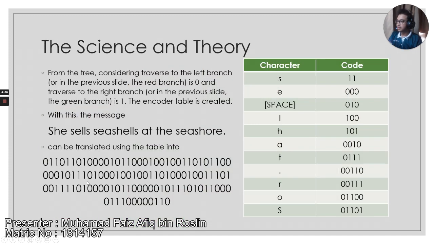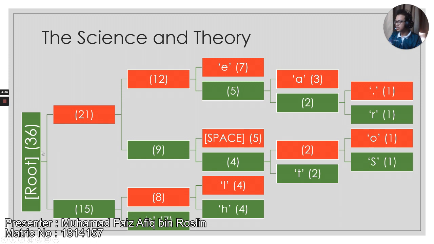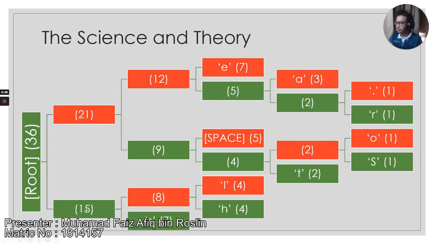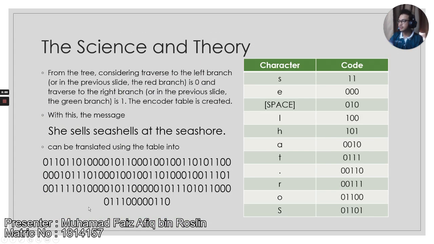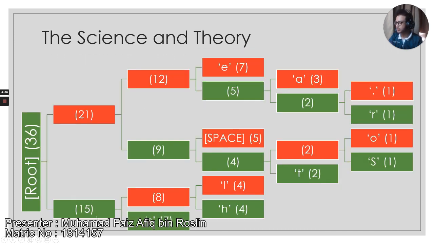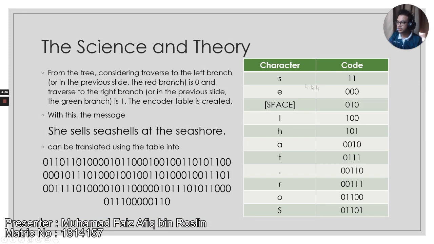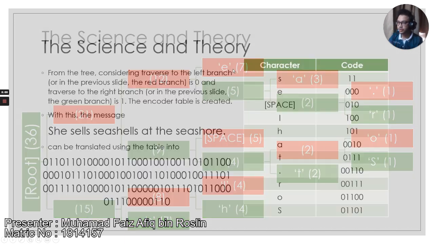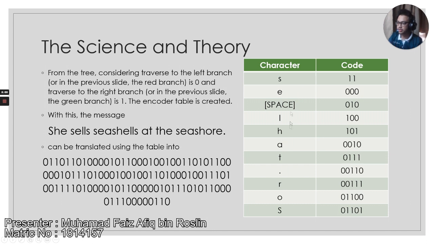As you can see here, if we go up, which is the red one, it represents a 0, and if we go down, which is the green one, it represents a 1. Then we make the encoder table. For the small s, from the table we can see the green is 1, so 1 1. Hence we get S is 11. For E, for example, we get 0 0 0. We do this for every single letter.